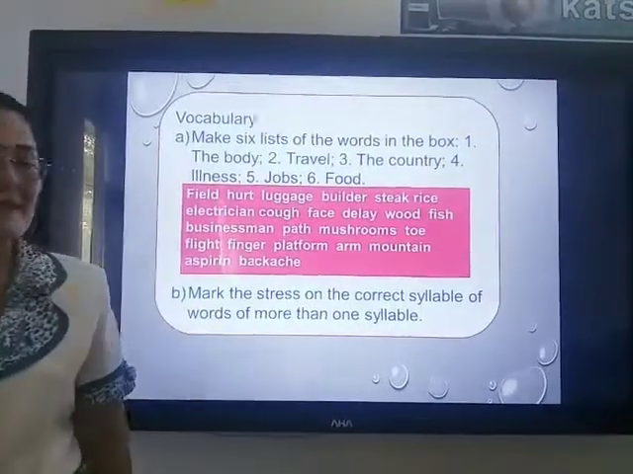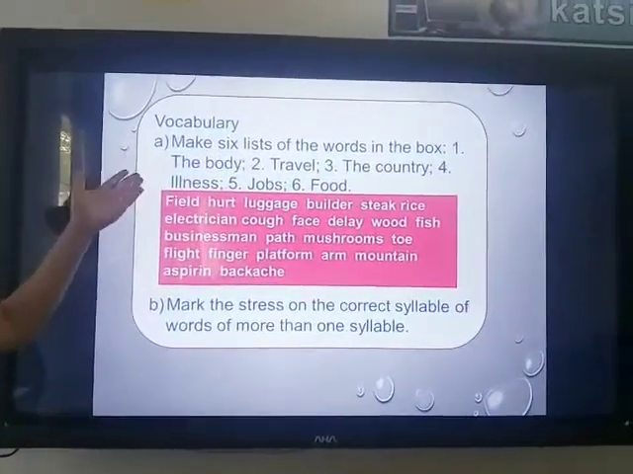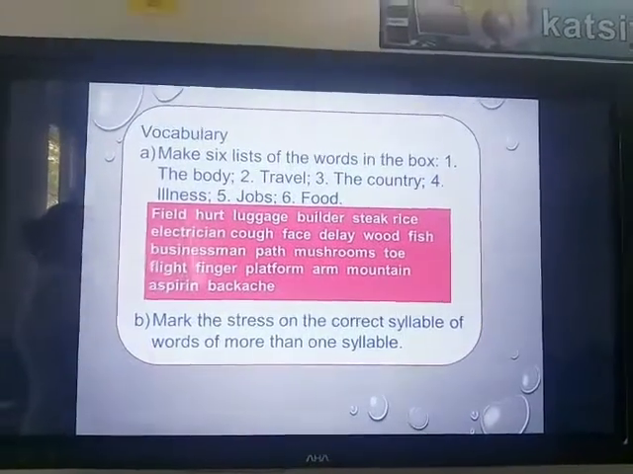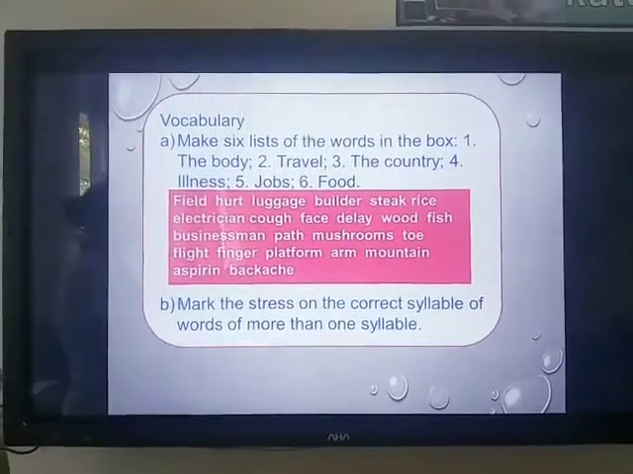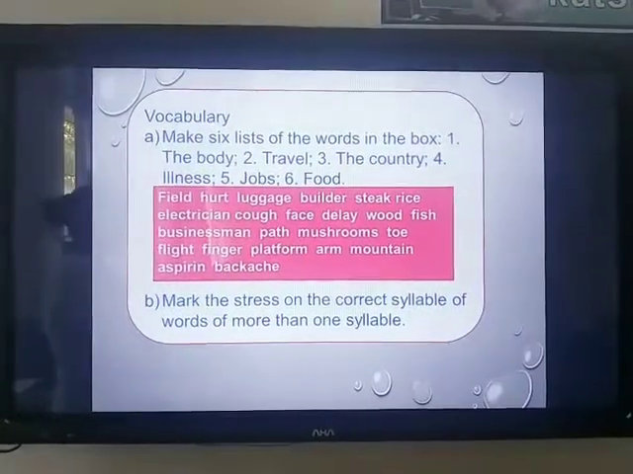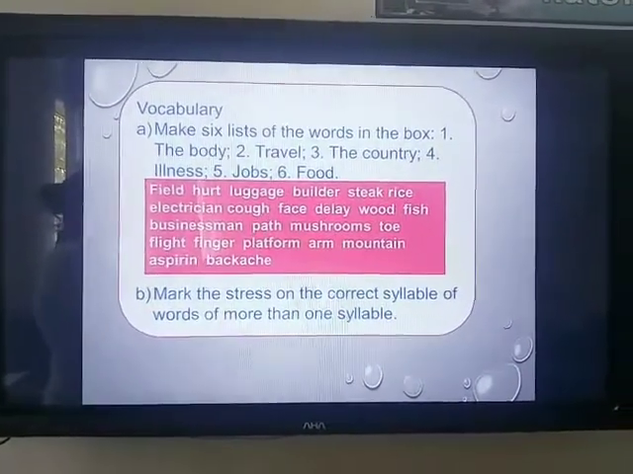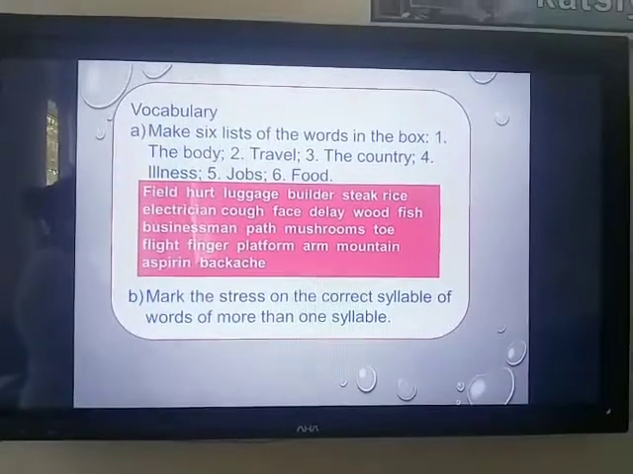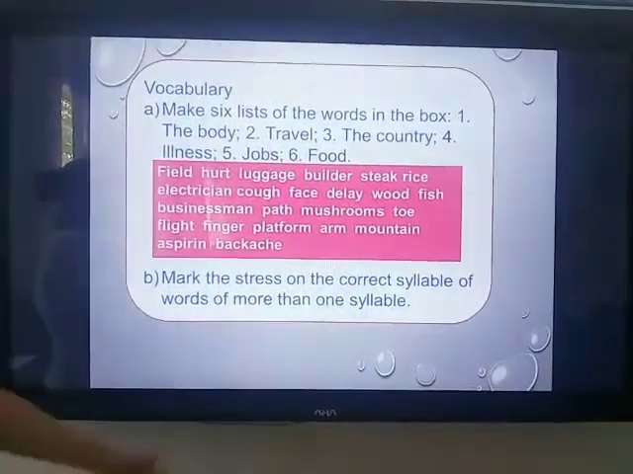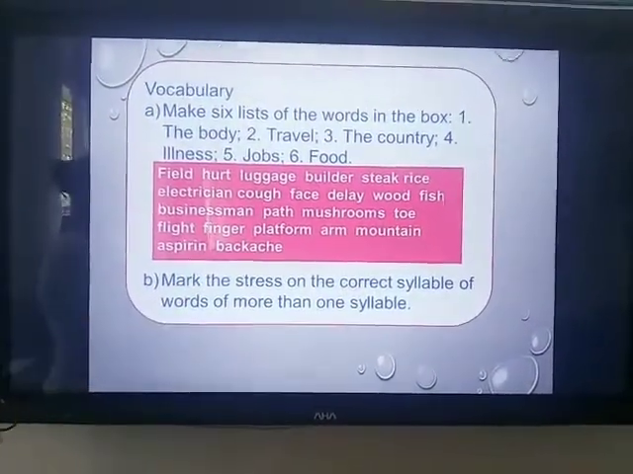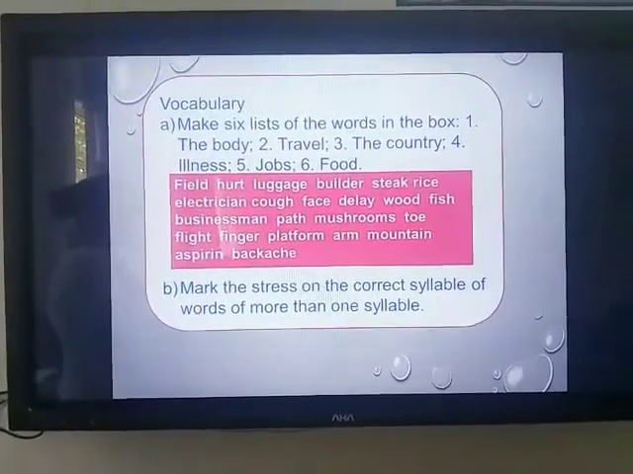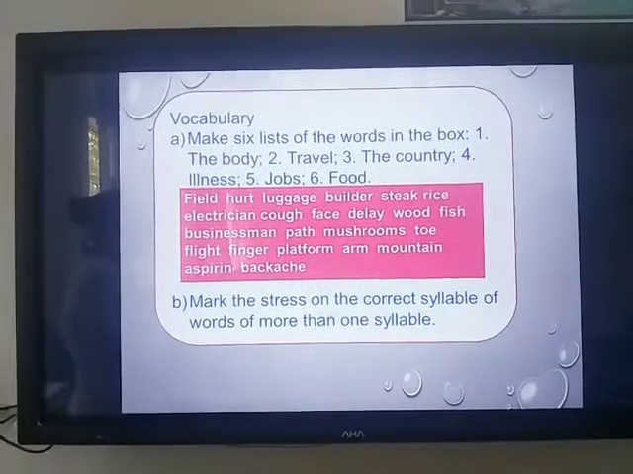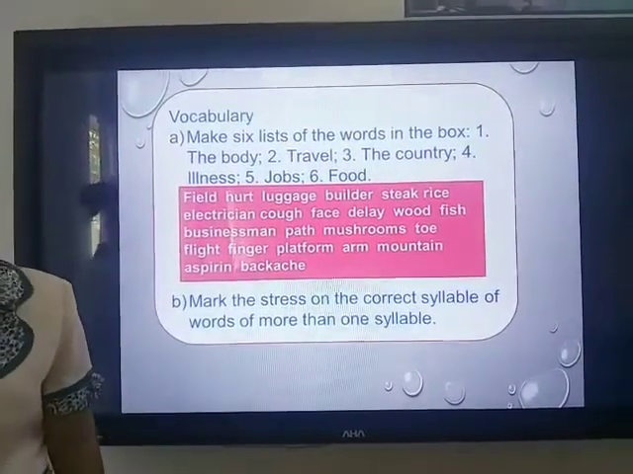Let's see some examples. Vocabulary task: make 6 lists of the words in the box. First, the body. The second, travel. Third, the country. Fourth, illness. Fifth, jobs. Sixth, food. And there are some words given in the box. The second task is asking, mark the stress on the correct syllable of words of more than one syllable.